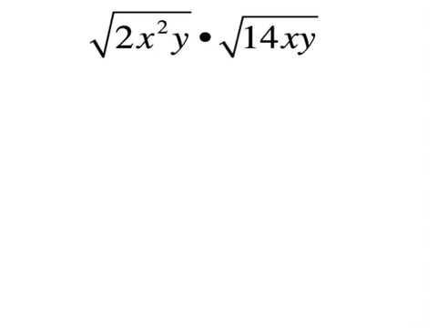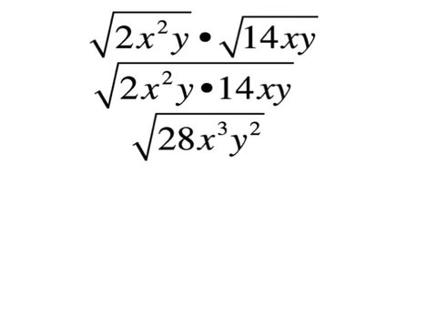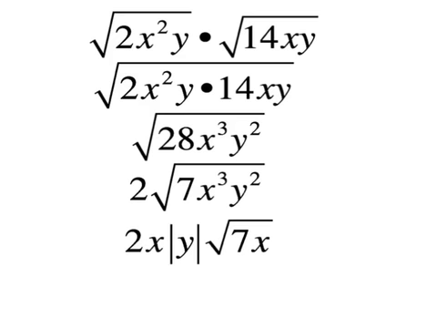In this problem, we're going to find the product of two expressions. The first thing we're going to do is apply the square root of a product property, multiply them out, and there's our first step. And now we have 2 times 14 is 28, x squared times x is x cubed, and y times y is y squared. Well, we know that 28 is 4 times 7, and the square root of 4 is 2, so we'll bring the 2 outside of the radical symbol. And now we'll look at the x cubed y squared. Of course, x cubed is x times root x, and the square root of y squared is y.